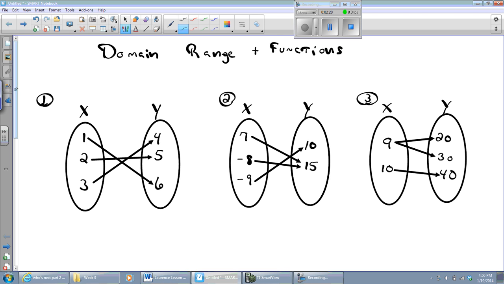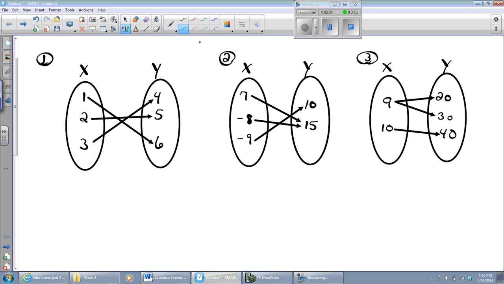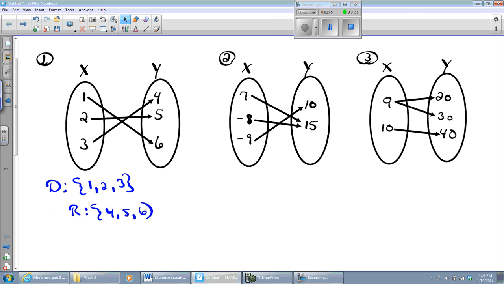So let's go back and look here. On number 1, let's identify the domain. It looks like my domain is 1, 2, and 3. Now my range looks like it's 4, 5, 6. Now, is it a function? Oops, I did the wrong symbol there. Alrighty, let's try that again, and I'll do a little repair job on the 6. There we go. Is it a function?